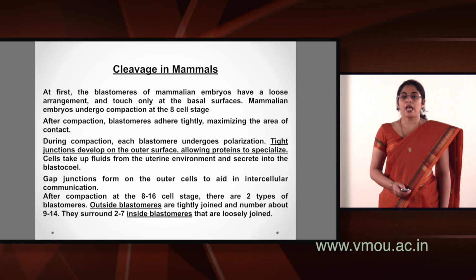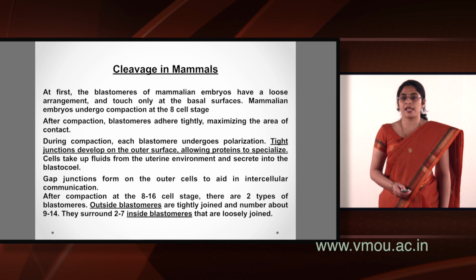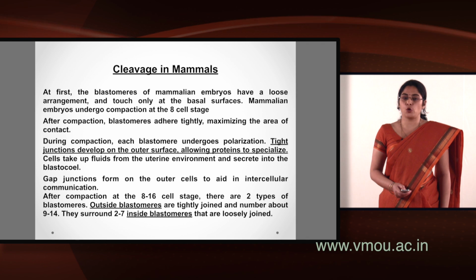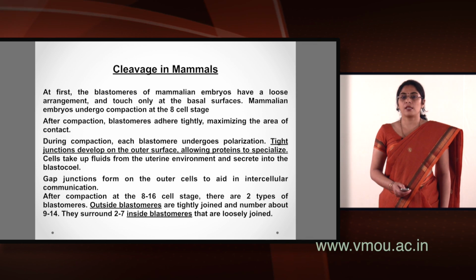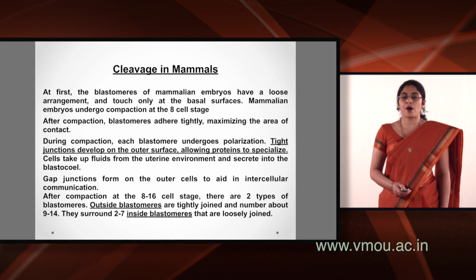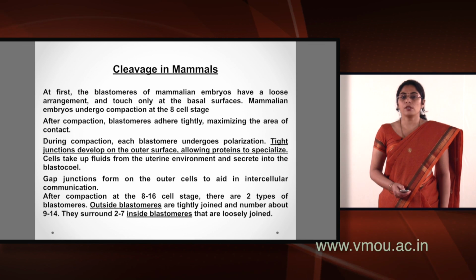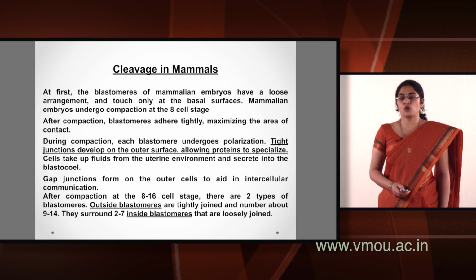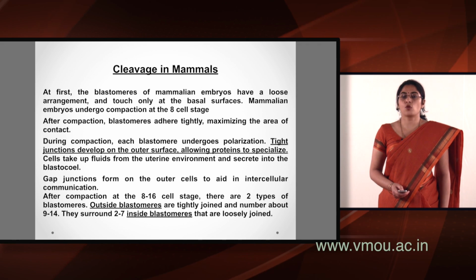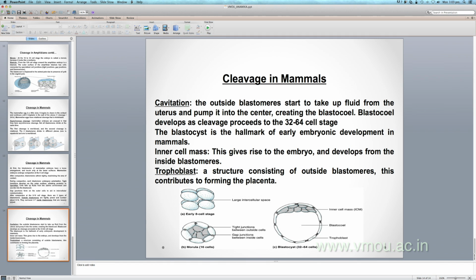After compaction, at the 8 and 16 cell stage, there are two types of blastomeres. Outside blastomeres, these are tightly joined and number about 9 to 14. They surround 2 to 7 inside blastomeres that are loosely joined. Cavitation. The outside blastomeres start to take up fluid from the uterus and pump it into the center, creating the blastocoel. Blastocoel develops as cleavage proceeds to the 32 to 64 cell stage.